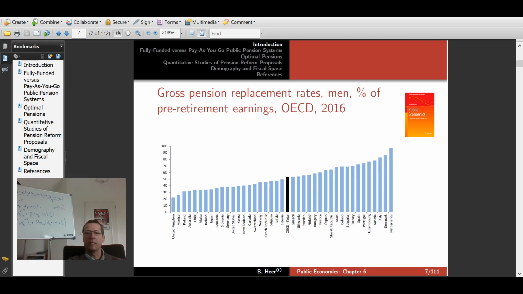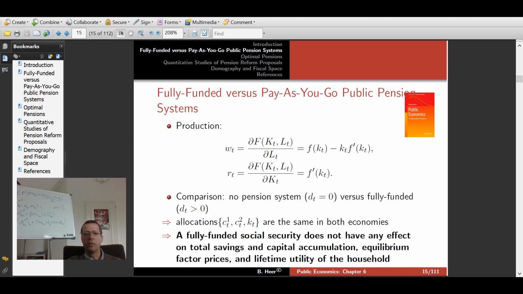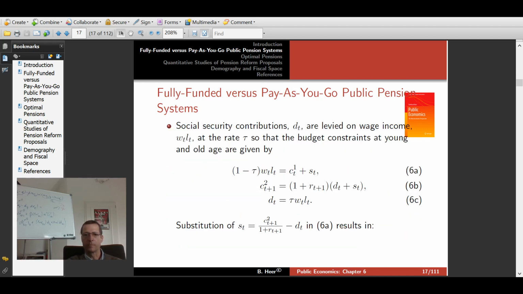and look at the gross pension replacement rates, which describe pensions relative to earnings, we notice that countries like Italy, Denmark, the Netherlands, Luxembourg, Portugal, all those with generous pension systems, and they are all pay-as-you-go, should have lower aggregate savings and a lower capital stock, according to our results here in our simple two-period overlapping generations model.